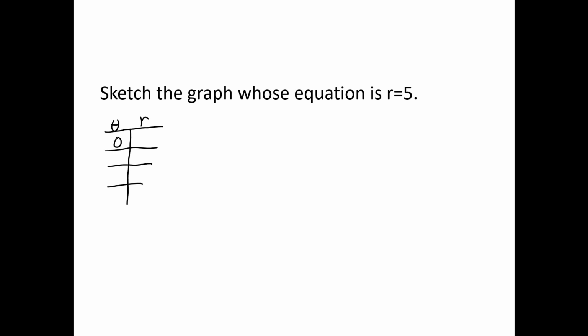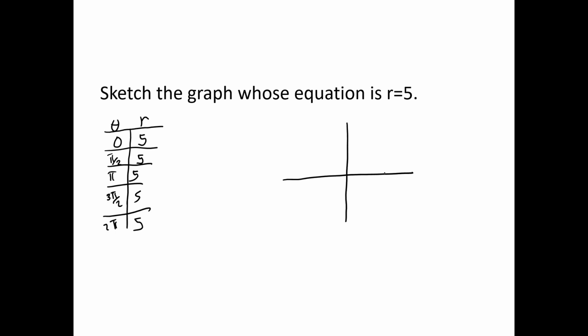So if theta is 0, my r value is 5, because that's what it says, r is 5. If theta is pi over 2, my r value is 5. If theta is pi, my r value is 5. If theta is 3 pi over 2, my r value is 5. If theta is 2 pi, my r value is 5. So no matter what my angle is, I walk out 5 units along that.